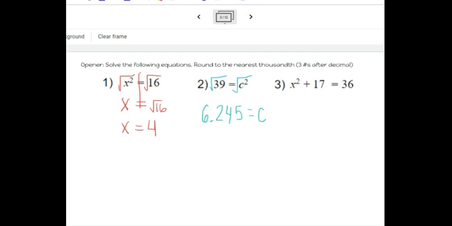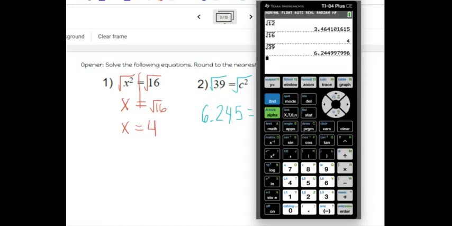And the last one on this page is now different because if I draw my line, I don't just have something squared. I have a plus 17. So I have to undo adding, and to do that, I'll subtract. So I have x squared equals 36 minus 17, which is 19. And then now I can take the square root. So x will equal whatever the square root of 19 is.